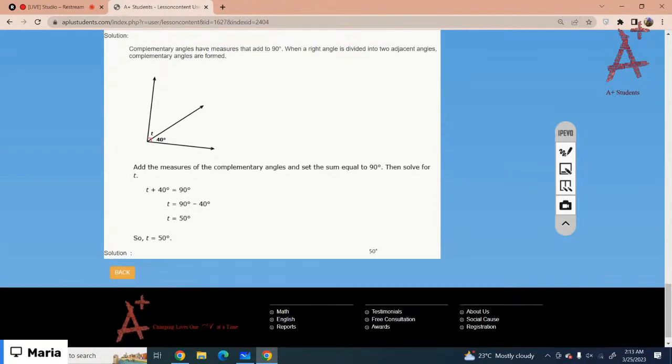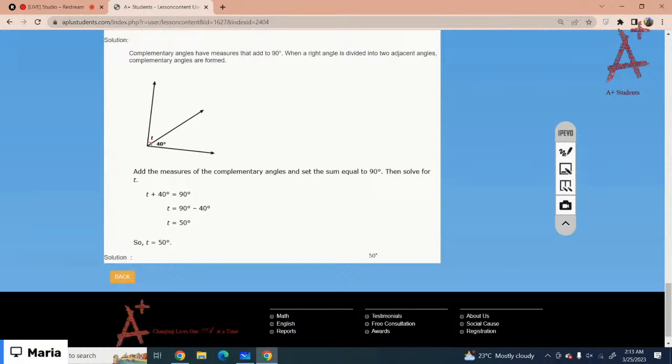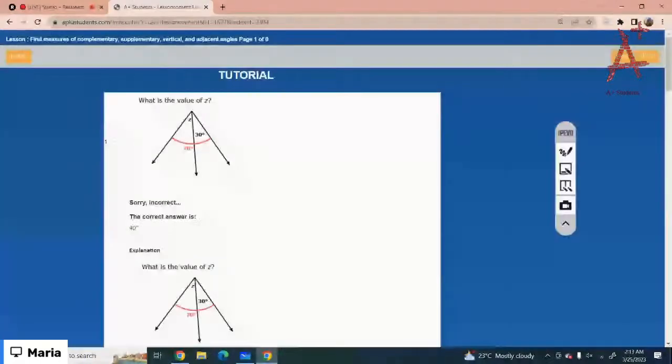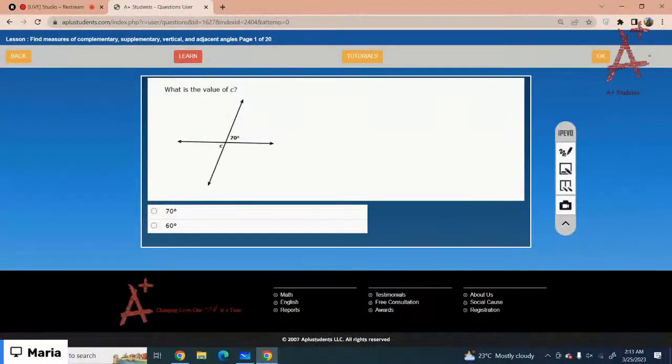Okay, let's just start with it. Okay, what is the value of C? You need to calculate the value of C.